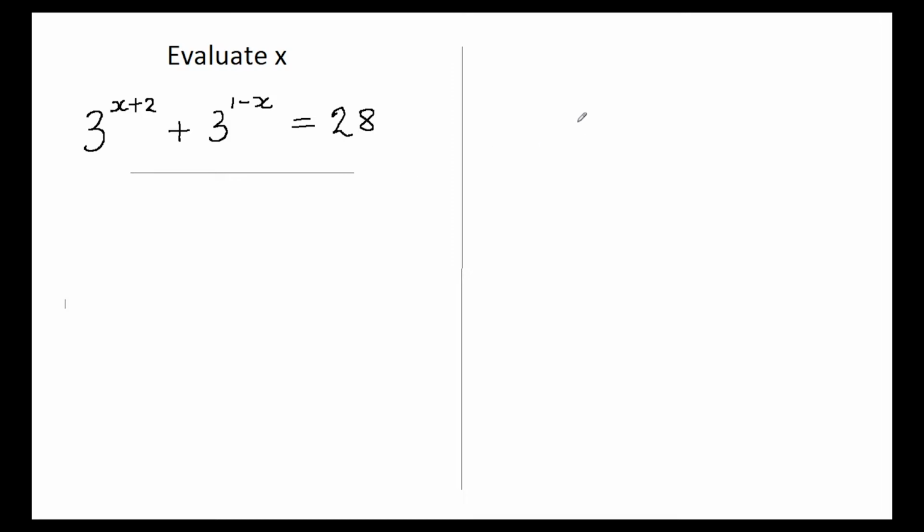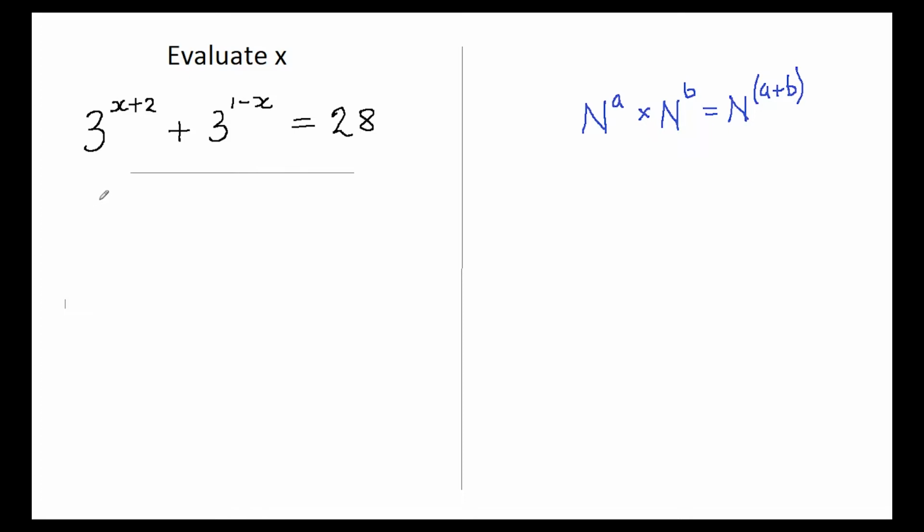And to do that, we're going to utilise this rule. If we have a number raised to the power a, and we multiply that by the same number raised to the power b, then we get that same number raised to those two powers added together. Now we're going to use this rule in reverse in order to split these two terms.